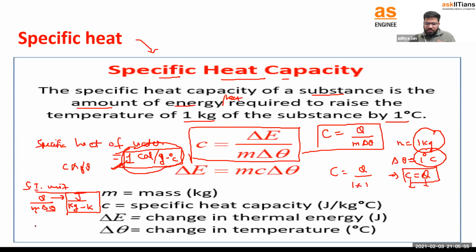There is also a common unit I have already mentioned, which is calorie per gram per degree Celsius. So both the units are valid for specific heat capacity. But if I talk about the SI unit, it will be joule per kg per Kelvin. Clear? So specific heat capacity is the amount of energy or heat required to raise the temperature of 1 kg of a substance by how much? By 1 degree Celsius. Clear? Done? Okay. Now let's move on to the second term of today, which is thermal conductivity.